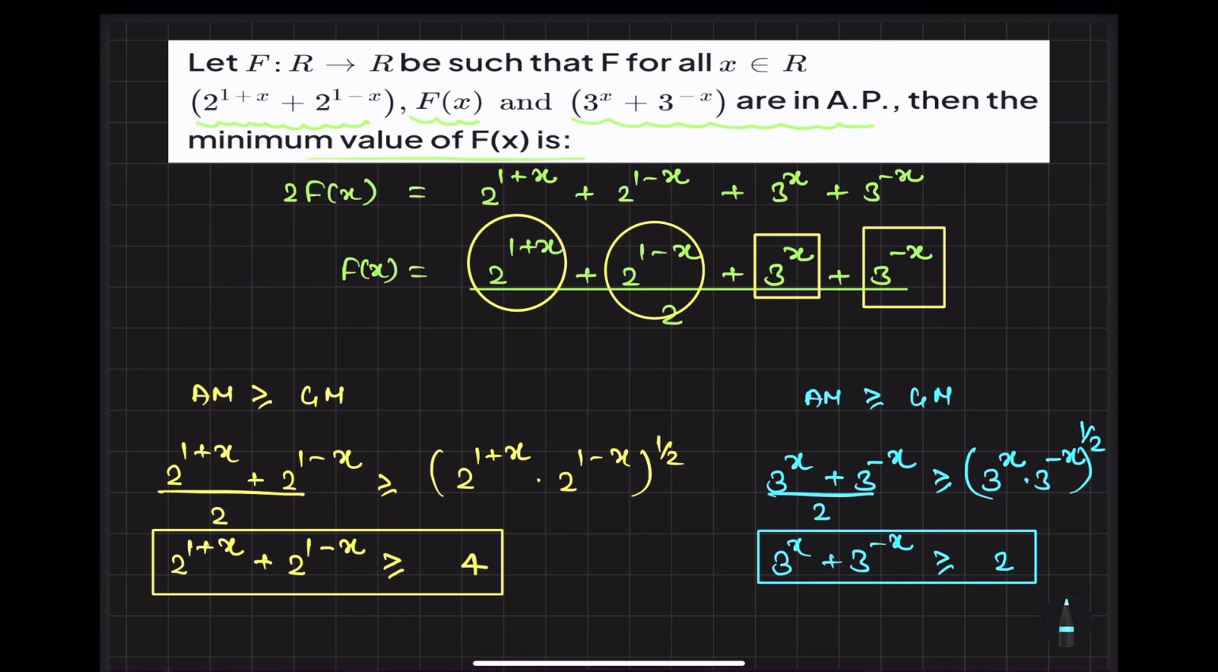So the minimum value for these two things is 4. The minimum value of these two things is 2. So 4 plus 2 is 6, and 6 by 2 is 3. So the minimum of f of x is 3.